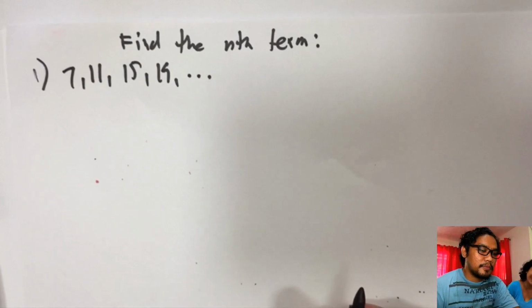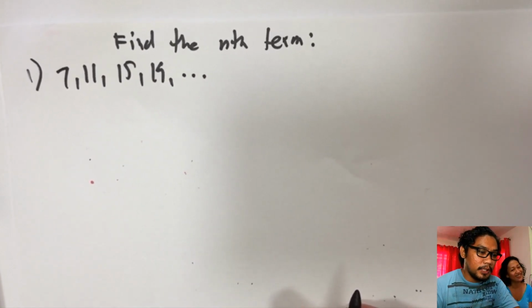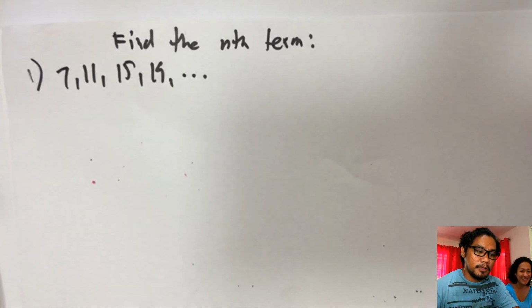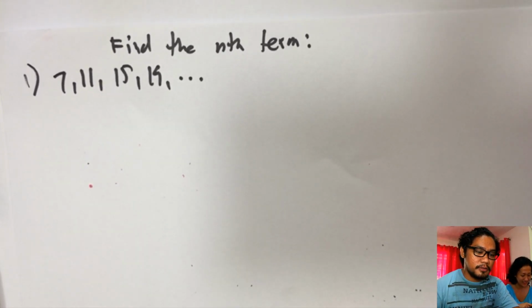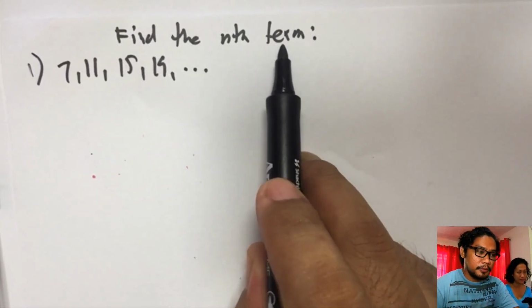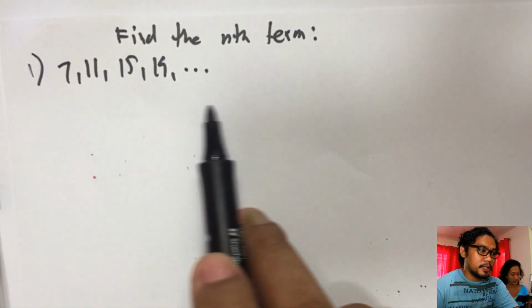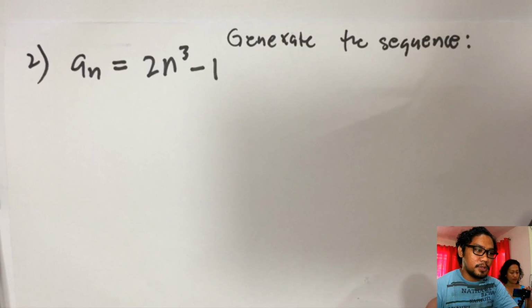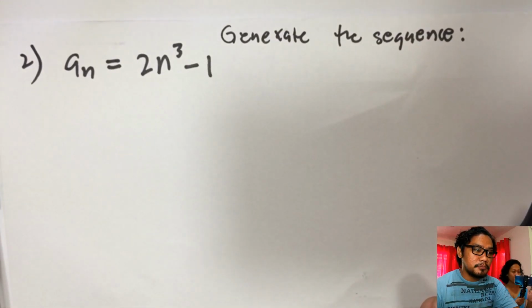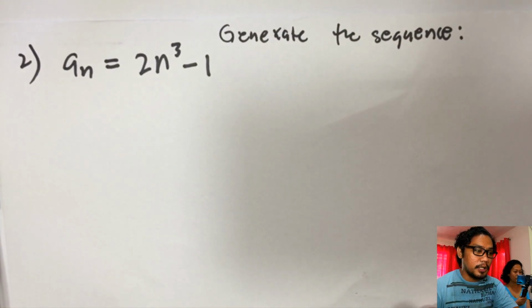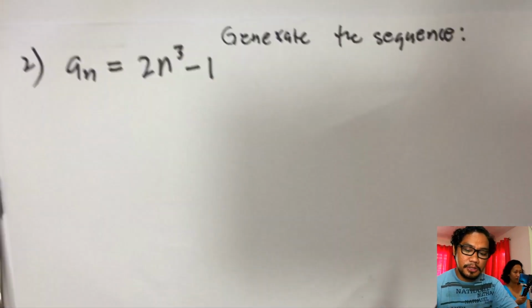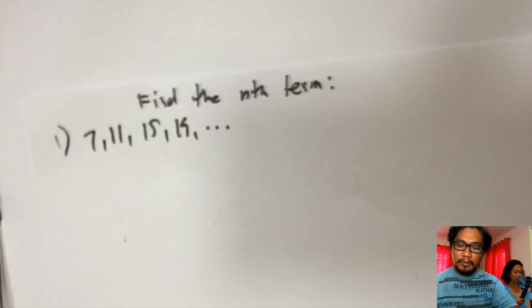So I will just give you one example for each problem that you have. Our first assignment is to look for the nth term given the first set of terms of the sequence, and your second set of assignment is to generate the first, second, third, and maybe a particular nth term, an example is the 16th term. So let's start with number 1.